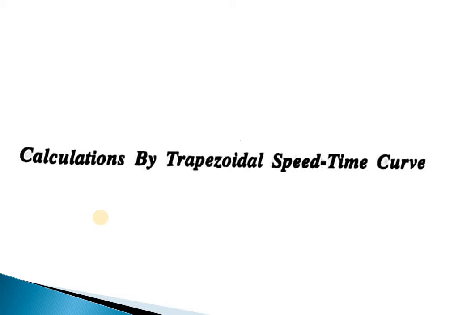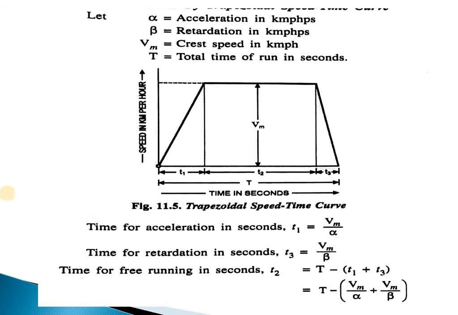The total shape looks like a trapezoid because of the portion of acceleration time, then free running time, and then braking time. Due to that, the total graphical nature of the curve looks like a trapezoid. Considering that trapezoidal shape, we will now calculate the different portions of the curve. So for doing this, we can see that the total curve looks like a trapezoid.